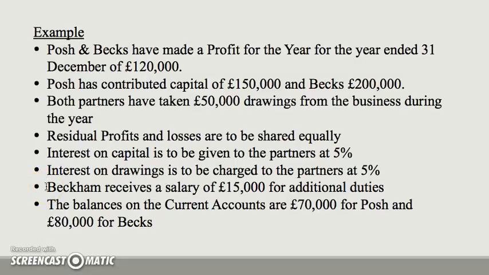Beckham receives a salary of £15,000 for additional duties. He's got extra responsibility in the business and is going to see more of the profit as a result of that. And finally, the balances on the current accounts are currently £70,000 for Posh and £80,000 for Bex. Now, we're not going to see that in the appropriation account today, but it will become relevant when we look at the current accounts in a future presentation.